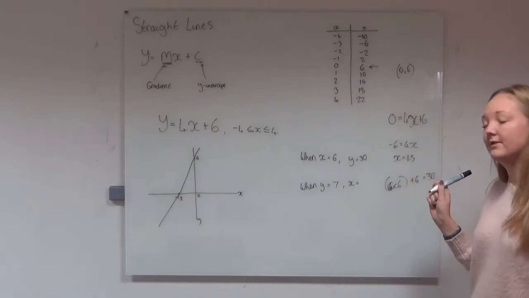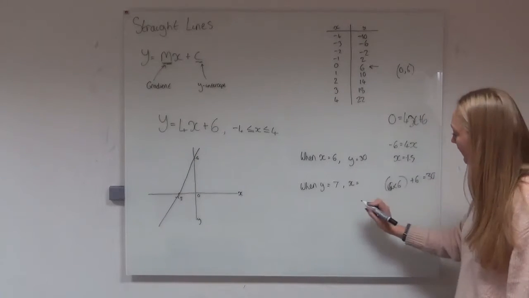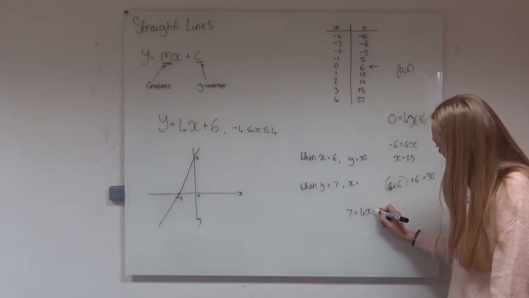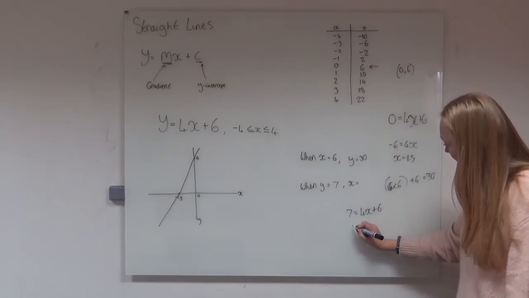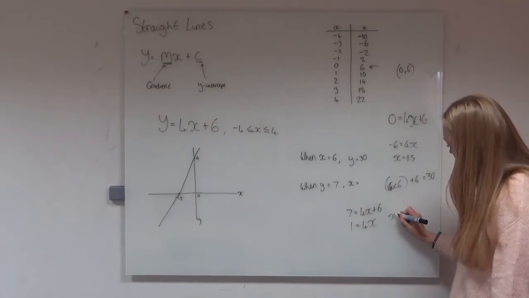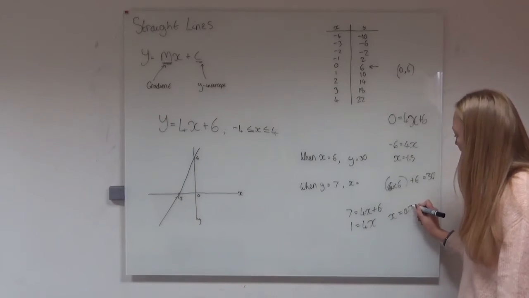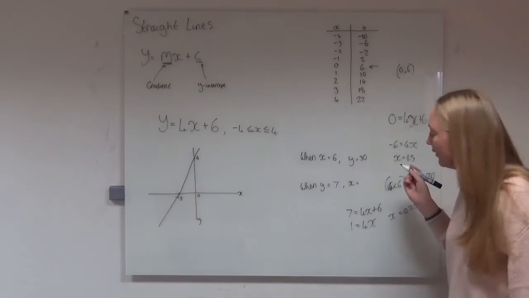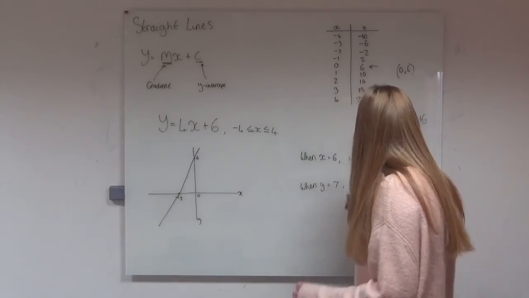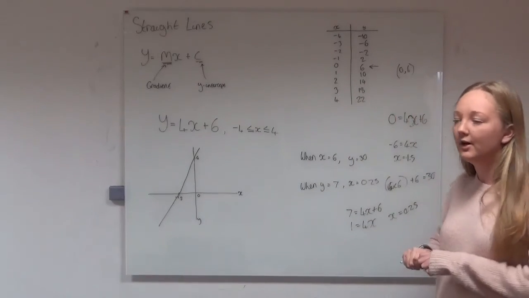And then again, we can do a similar thing for when we've got different y values. So we'd get 7 is equal to 4x plus 6. Rearranging that gets us 1 is equal to 4x and x is equal to 0.25. And that can be done for any value of x or y. So yeah, that's the basics on straight line graphs.